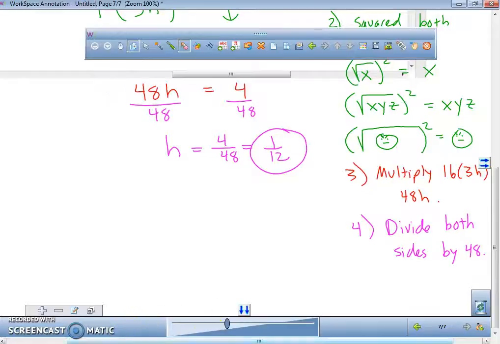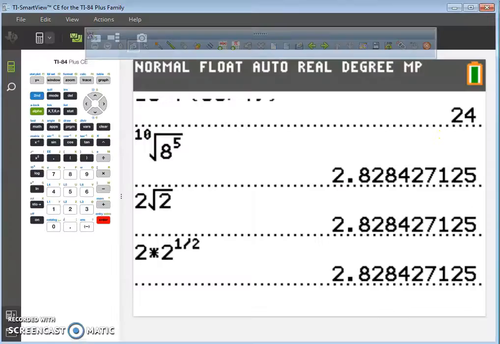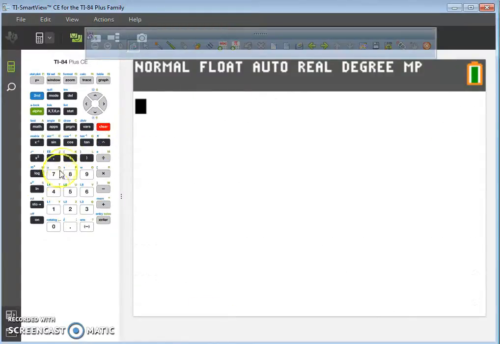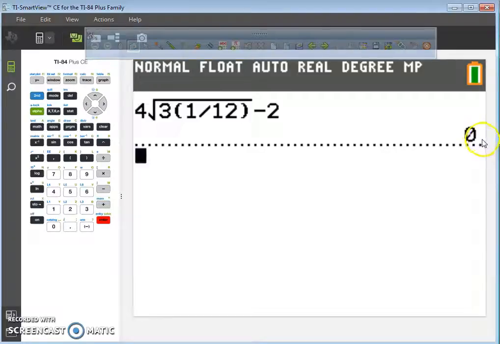Now, let's go over to our calculator real quick. Look at our problem right here. Going to type in, check this out, a 4 radical 3 times, and what was our final answer? 1/12. So plugging in 1/12 for the h. And what did we take away? Minus 2. And what should this equal? 0. And does it equal 0? It does, therefore you got the right answer.